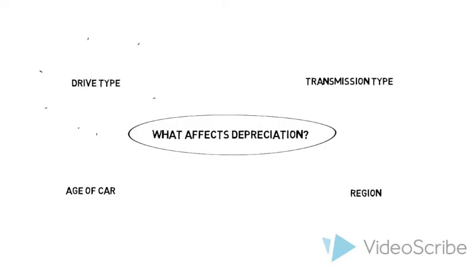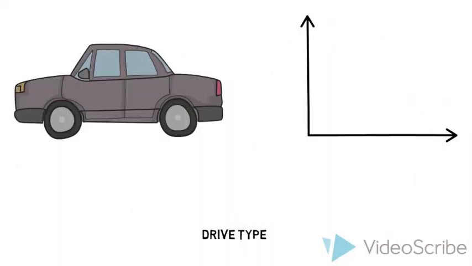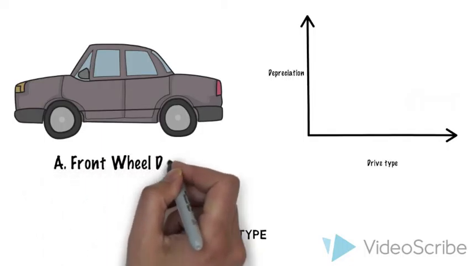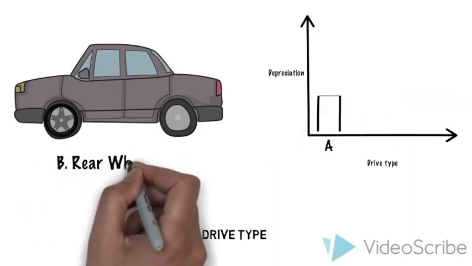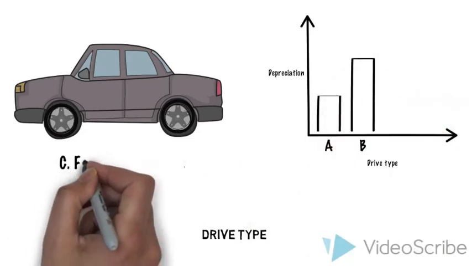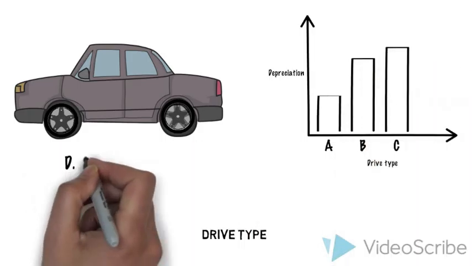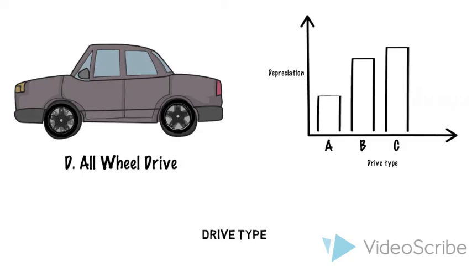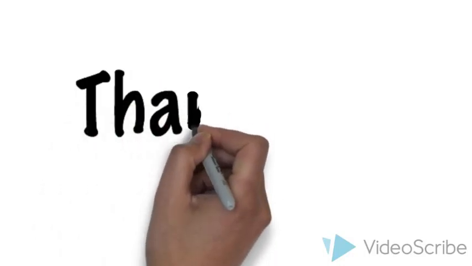The last factor is the drive type. Front-wheel drive has the least depreciation. Rear-wheel drive and four-wheel drive both have much higher depreciation as their mileage is very low. All-wheel drives have the option of switching drive and their depreciation is between the two extremes. With this, we would like to conclude our presentation and we hope you found it useful.